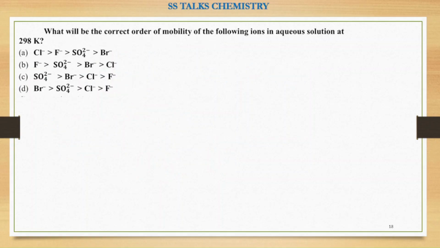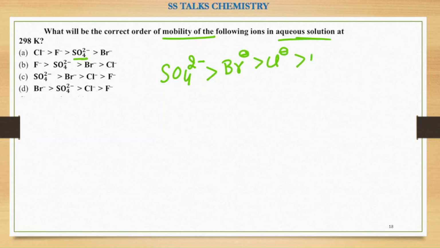Okay. Next you have this question. It says what will be the correct order of mobility? Similarly, in our previous question it was the cationic species. Now for the anionic species in aqueous solution the mobility is being asked. The same concept you have to use over here. If you compare the sizes, the sulfate ion is of the biggest size without solvation, followed by bromine, then chlorine, and the least is going to be fluorine. These are the sizes of these anions without solvation.